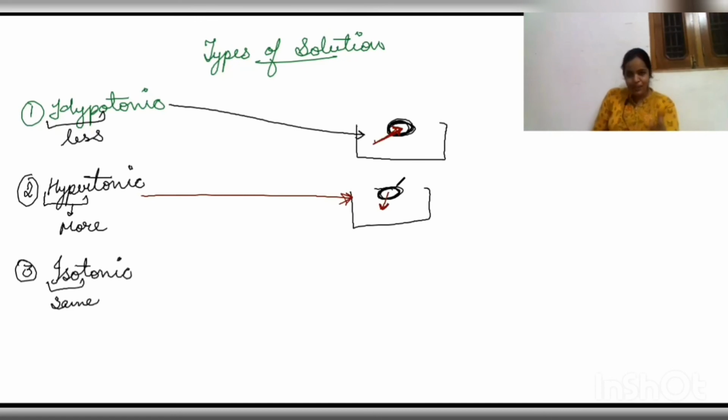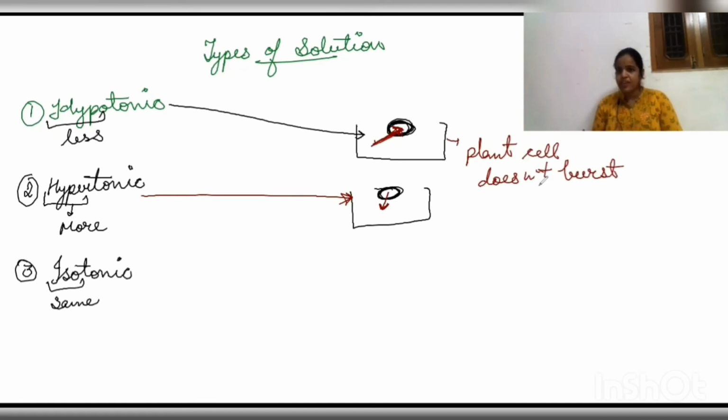But one point I want to tell you: if the water enters into the cell, a plant cell never bursts. Plant cell does not burst. The reason, asked in the exams, guys, because it has a cell wall. So if a plant cell is placed in water, it will not burst due to endoosmosis because it has a cell wall. But if an animal cell is placed in hypotonic solution, it will burst because of endoosmosis. This question is asked a number of times in the exam. Do keep this point in your mind.